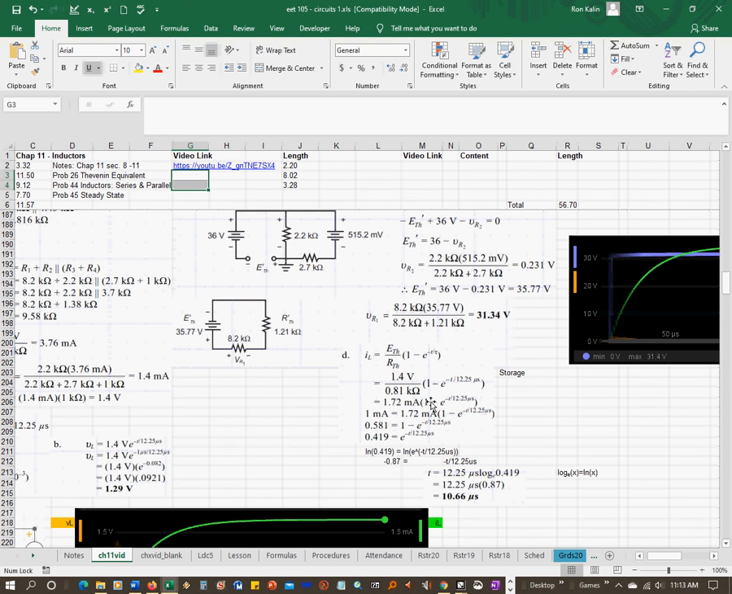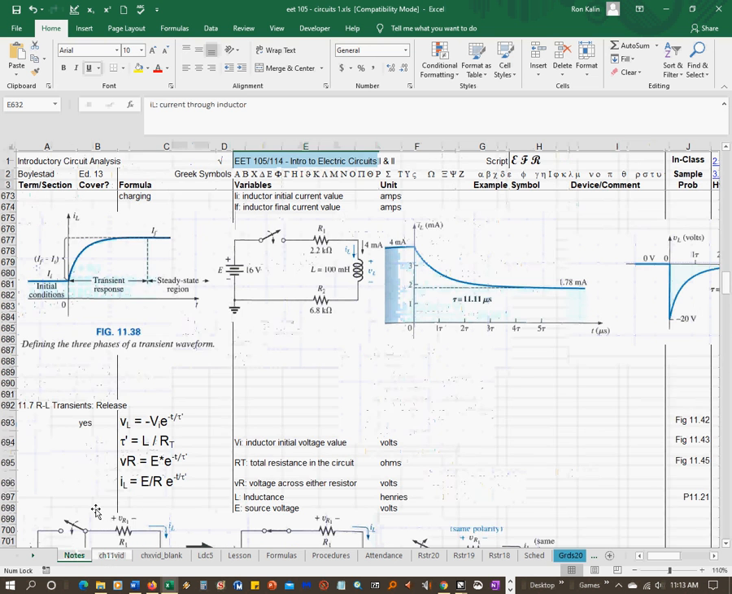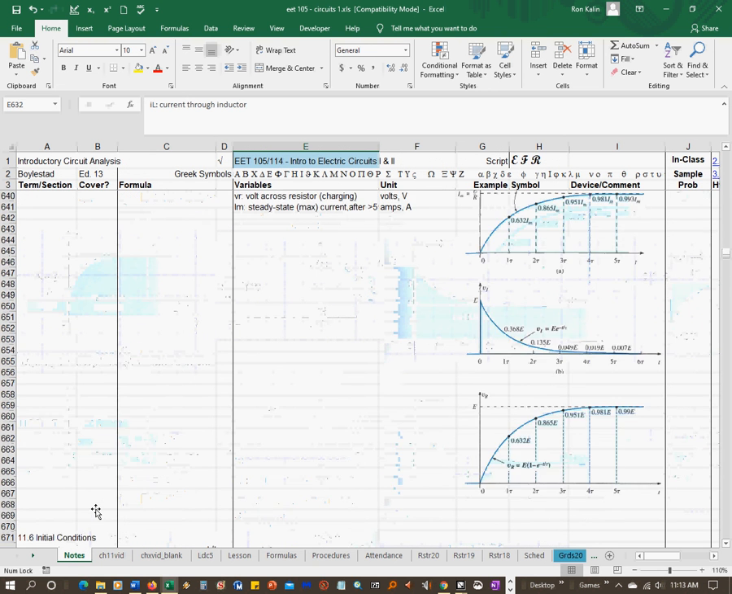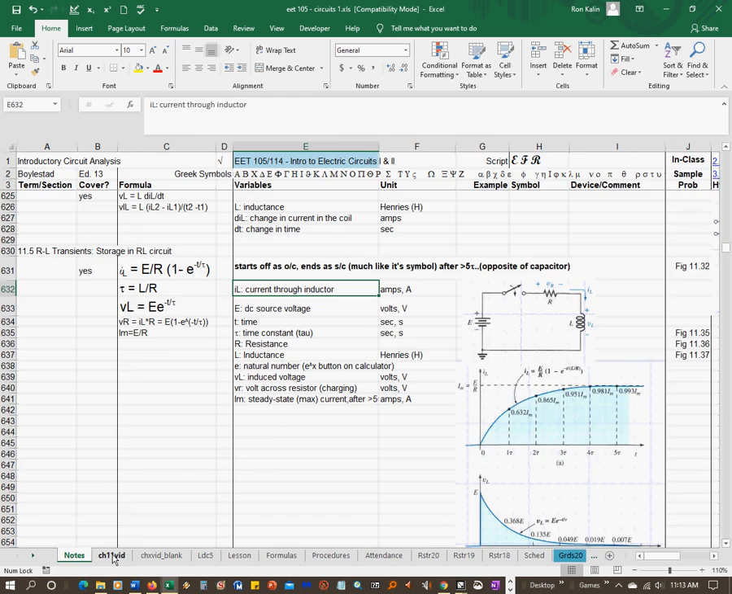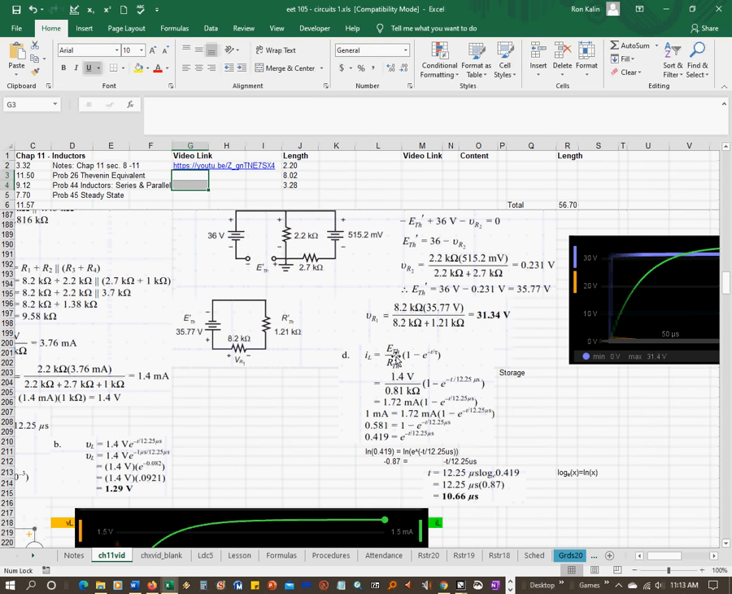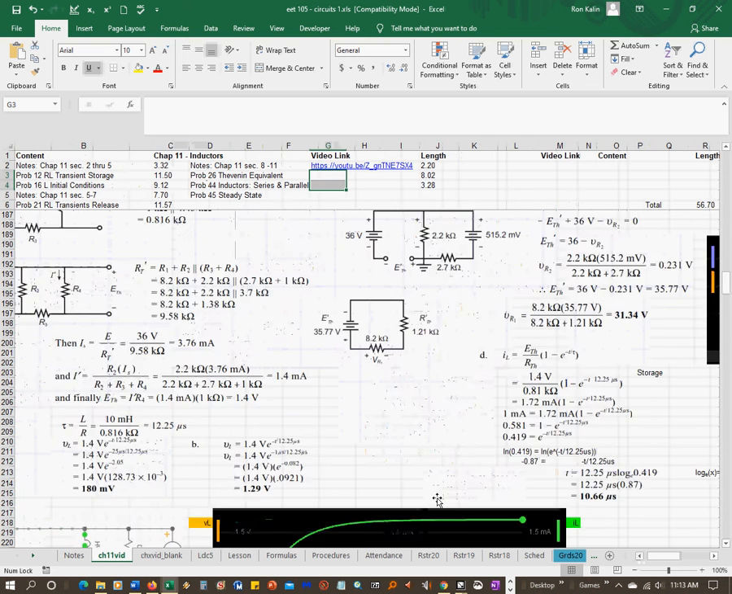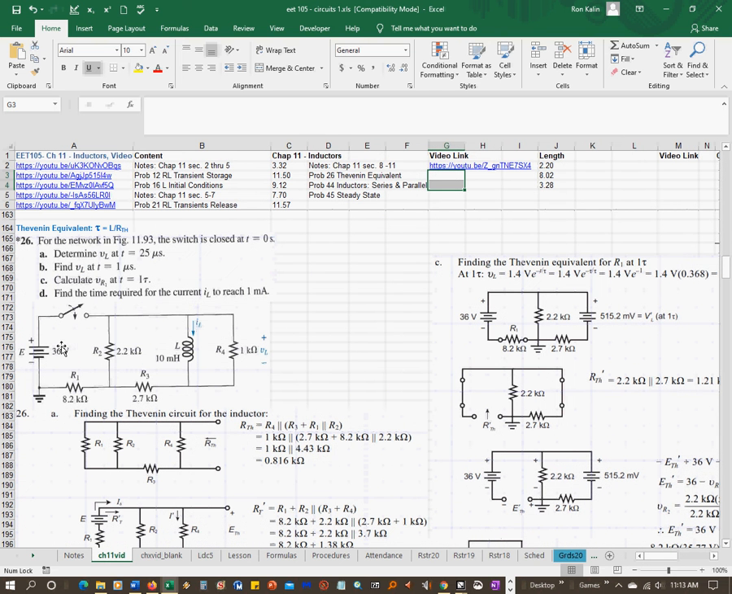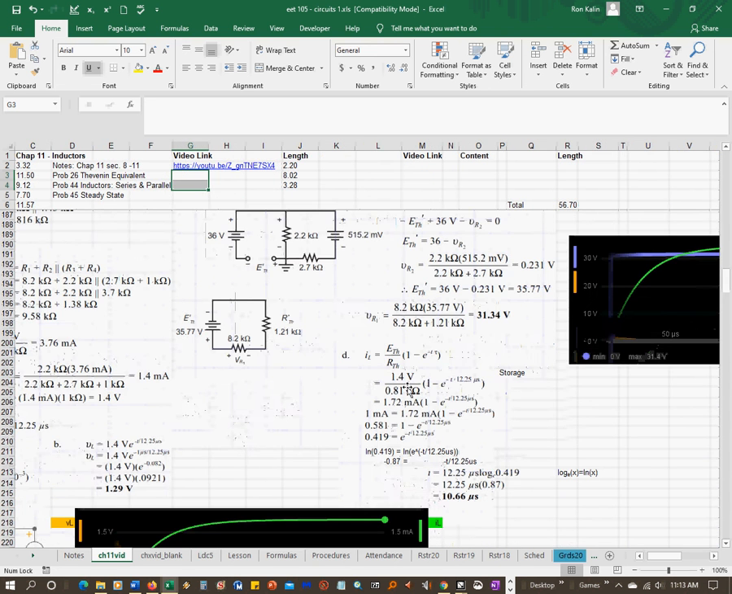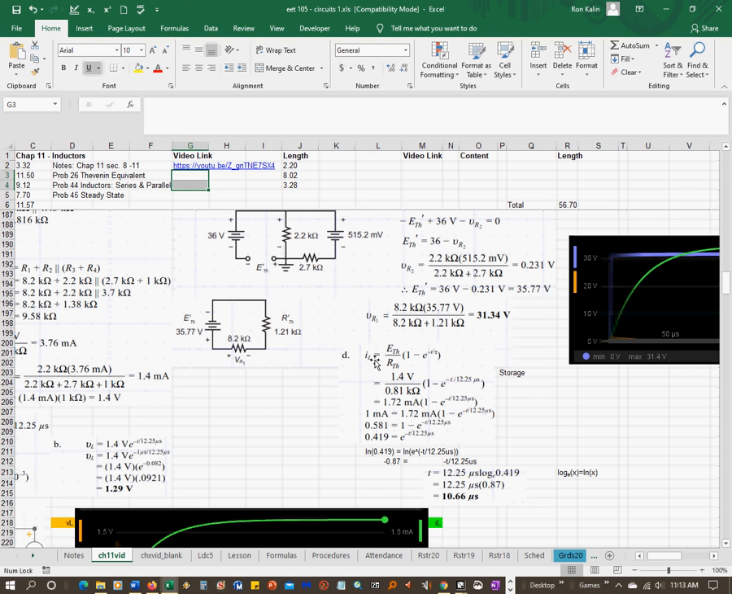So again, you use your charging equation, your storage equation here, and you plug in E Thevenin and R Thevenin, plug in your values. You don't know what T is. You're looking for what T is, right? It's asking you what is the time required for the current to reach 1 milliamp. So you're given I sub L is equal to 1 milliamp. So you have to set this equation up and fill all the values out and then set I sub L equal to 1 milliamp. And now we have to solve for T.